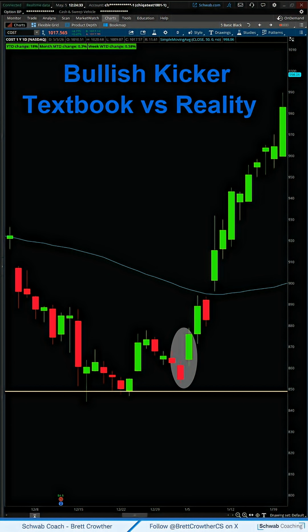Let's talk about a bullish kicker. And as I've been going through these textbook versus reality series, I find that this is one that a lot of people don't know as well, this candlestick formation. So let's identify what it is.